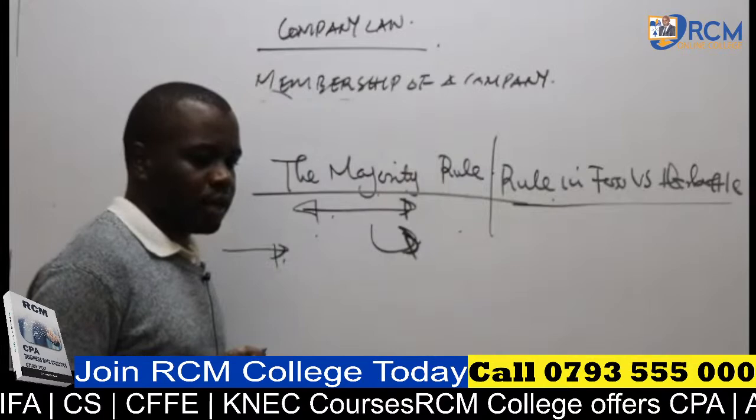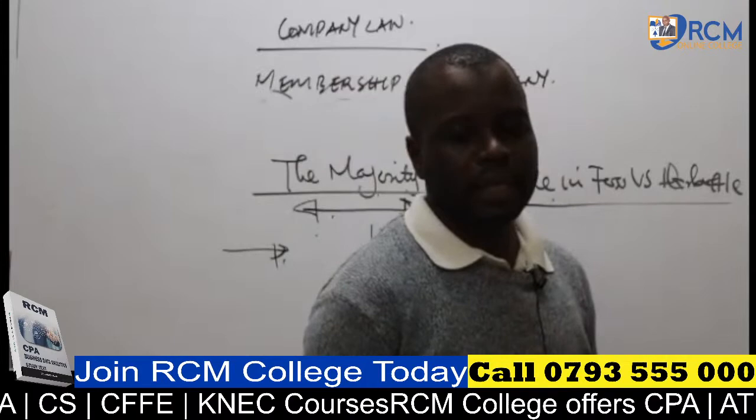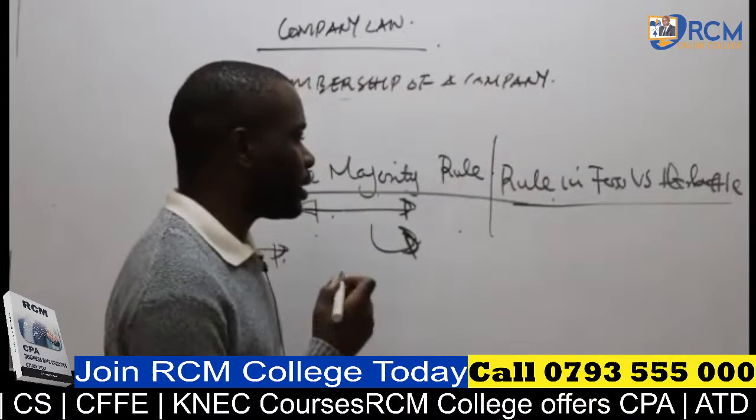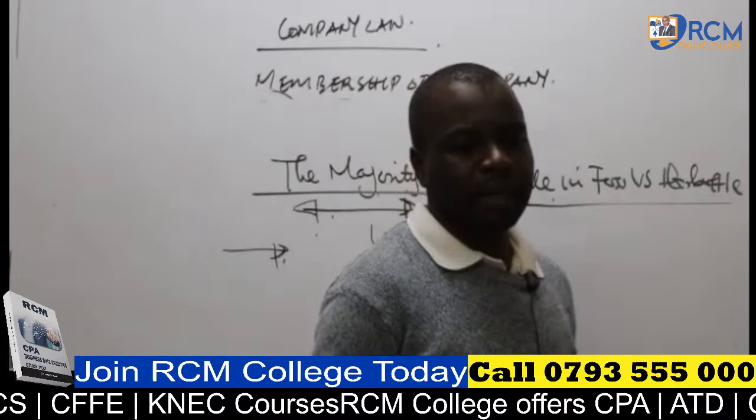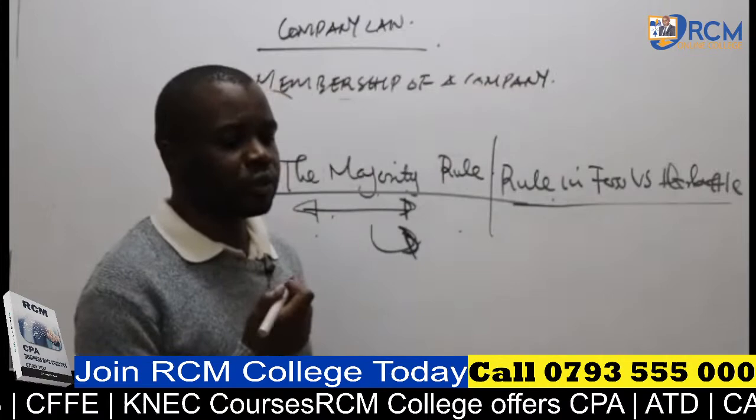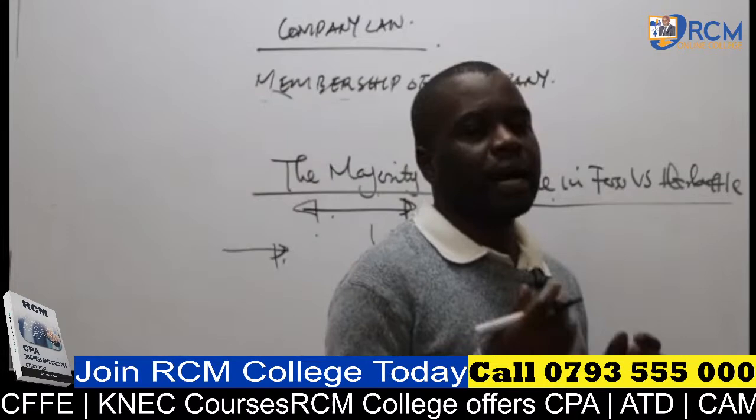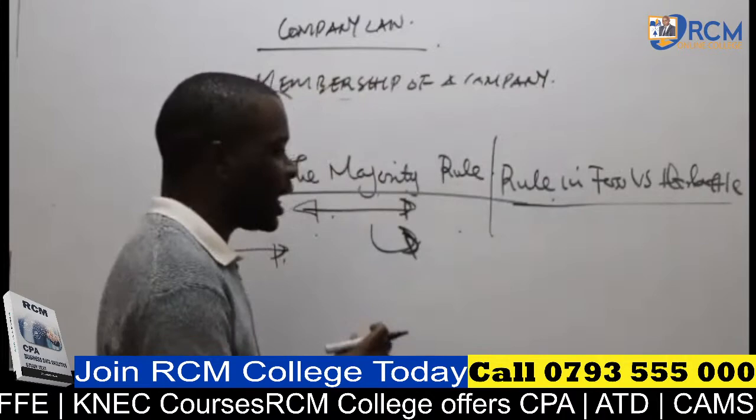Remember, a company is a separate legal entity. Part of the characteristics is that it can sue or be sued in its own name. No person can bring an action in a court of law on behalf of the company, but only the company itself, by acting upon a decision approved by the majority of the members. A company can only undertake a certain action once the majority have voted and approved in a general meeting of the company.